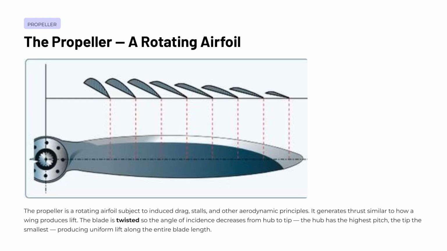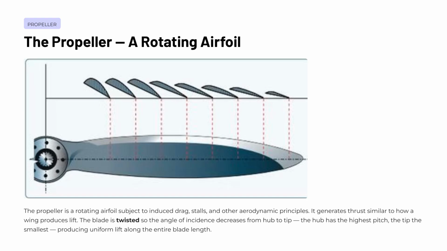One of the most important design features of a propeller blade is its twist. The blade is not uniform from root to tip. It is deliberately twisted so that the angle of incidence decreases as you move outward from the hub toward the tip. The hub section has the highest pitch, while the tip has the smallest.